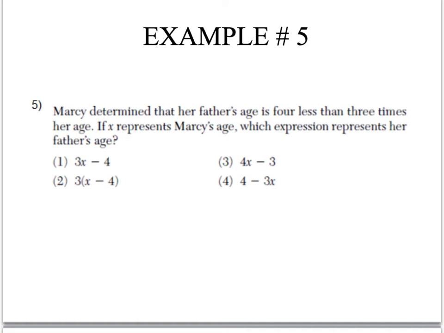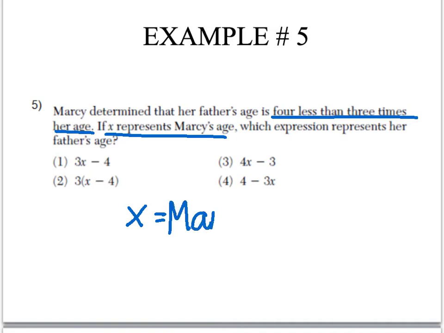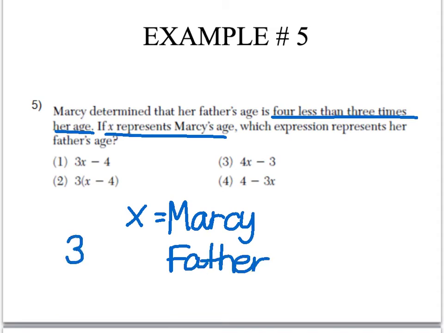Number 5 says Marcy determined her father's age is 4 less than 3 times her age. If x represents Marcy's age, which expression represents her father? Well, if x represents Marcy and her father, his age is 4 less than 3 times her age. So we're doing 3 times her age, and we're taking away 4 from that. So we are talking about choice 1.